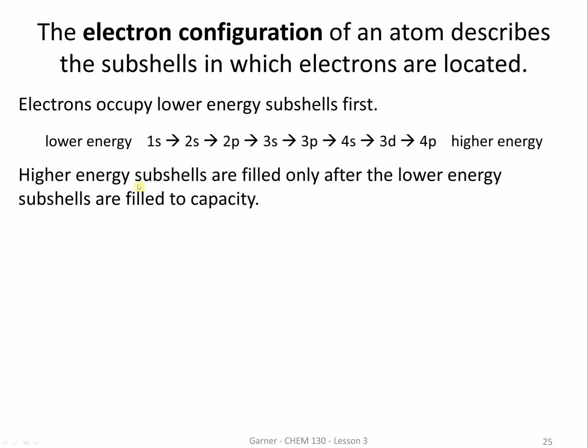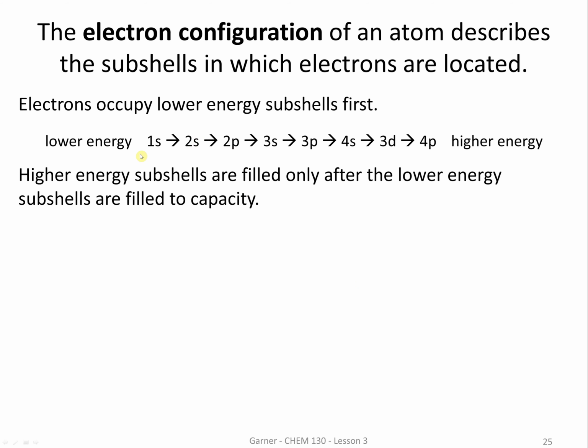All right, so higher energy subshells, we fill them only after the lower energy ones are filled to capacity. So for example, we would start by filling the 1s subshell first. It can hold up to 2 electrons, so if we have more than 2 electrons, we would need to put those in the next lowest energy subshell. So the 2s could also hold 2 electrons, so if we have more than that, we would then need to proceed to the next subshell and so on.